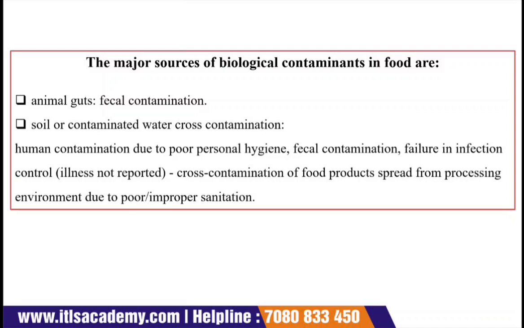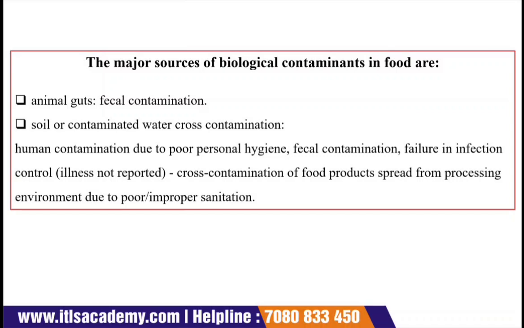Now coming to the major sources of biological contaminants in food. What are the major sources? This is again very important to understand. Sometimes sources are external, sometimes internal, like the animal gut or any fecal contamination as a source of food contamination. Then soil or contaminated water, or cross contamination. Sometimes humans also play an important role in contamination, due to poor personal hygiene, even fecal contamination, failure in infection control like illness not reported, and cross contamination of food product spread from the processing environment due to poor or improper sanitation.